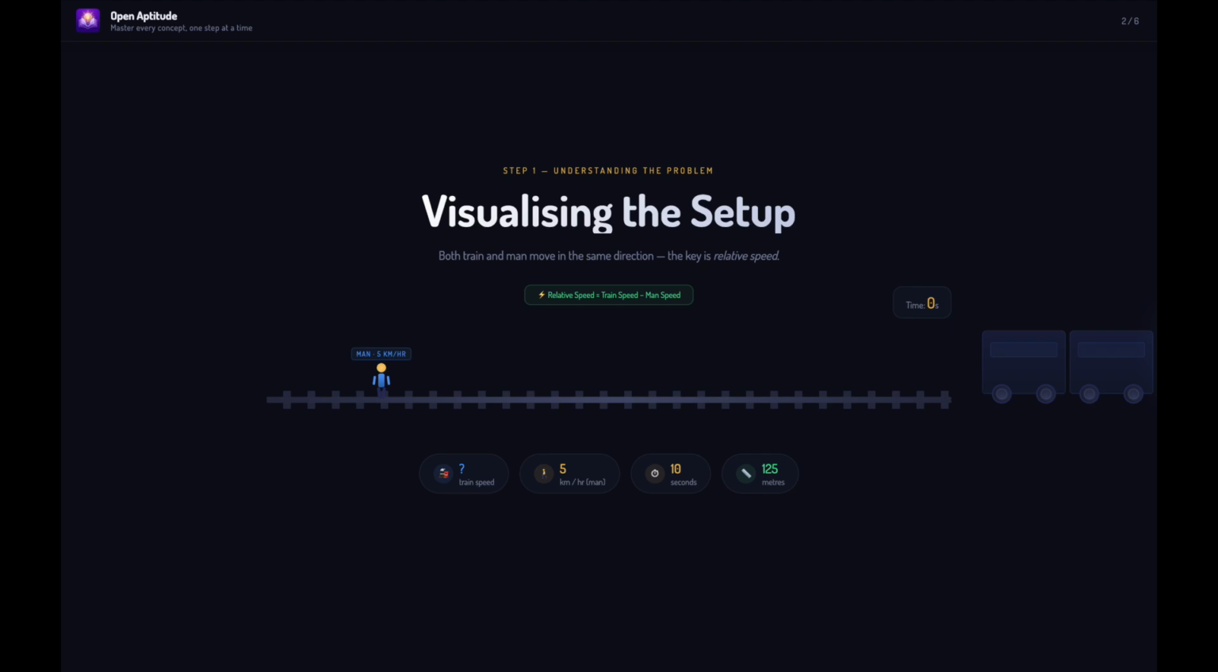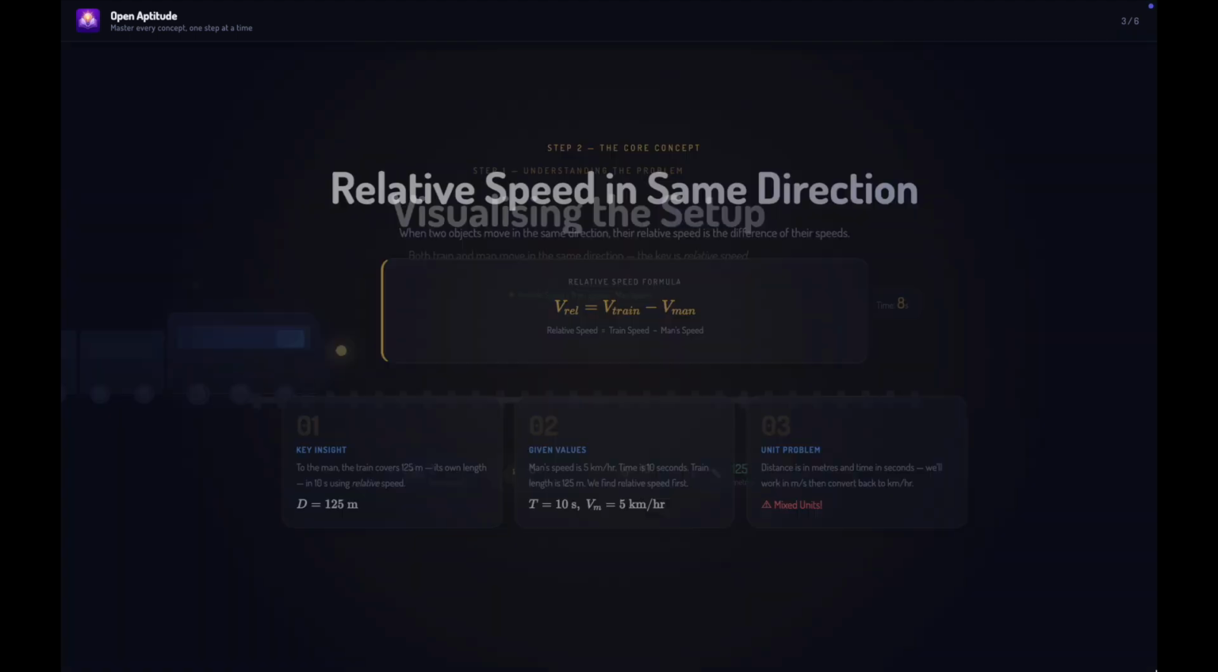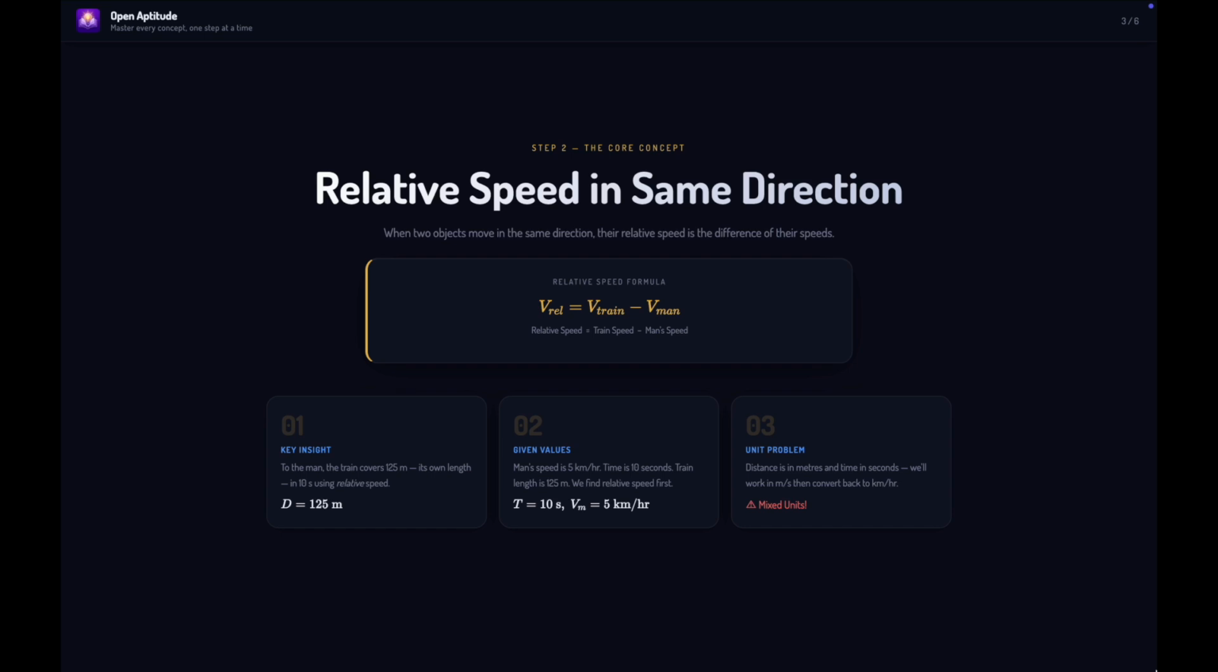For the train to completely pass the man, it must cover a distance equal to its own length relative to him. The key concept here is relative speed. When two objects move in the same direction, their relative speed is equal to the difference between their individual speeds. So the relative speed of the train with respect to the man equals the train speed minus the man's speed.